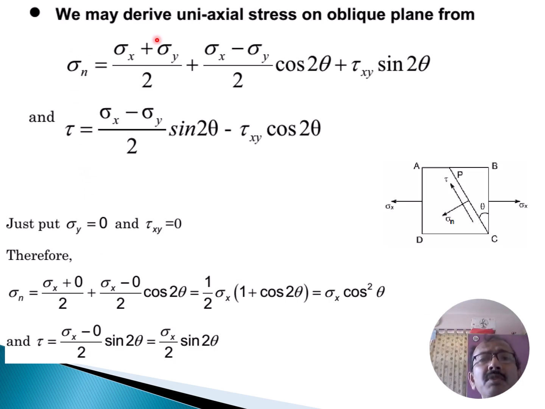Now we may derive the uniaxial stresses on oblique planes. So this is the formula for the value of sigma n, and this is the value of tau on the oblique plane. Oblique plane means this is the angle. Here sigma y equals 0 and tau xy equals 0. Therefore, putting sigma y equals 0 and tau xy equals 0, this is the value of sigma n. Similarly, the tau should be like this.